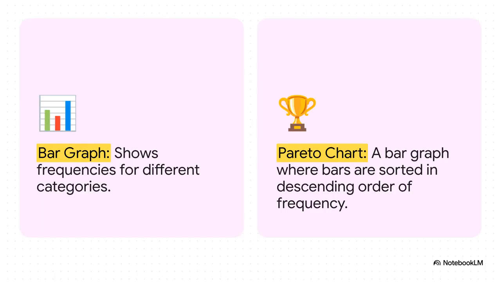Now, let's talk about categories of data. We all know the basic bar graph, right? But a Pareto chart takes it a step further. It's a bar graph with one simple but really powerful rule. The bars are always arranged from tallest to shortest. This one simple trick immediately draws your eye to the most significant categories.